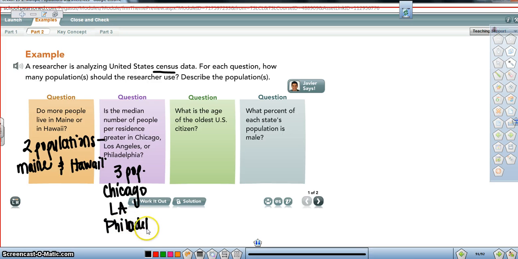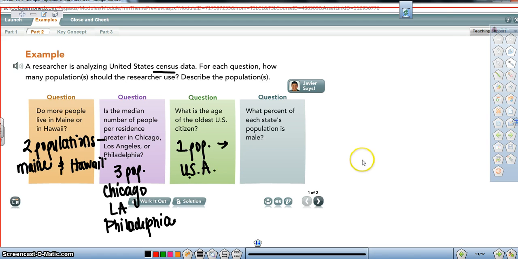What is the age of the oldest U.S. citizen? Well, in this case, it doesn't really matter what state they come from. We're just talking about the whole United States as one big group. What's the age of the oldest person in the United States? We would consider this as one population, and we would just be looking at the whole United States.